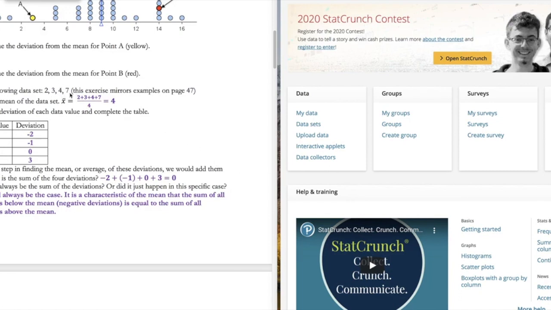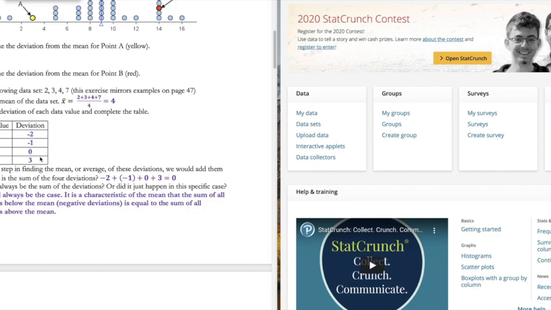I gave you 4 pieces of data here: 2, 3, 4, 7. The mean of that data set is 4. You're calculating each of the deviations from the mean. 2 is 2 units below that mean of 4, so its deviation is -2. I've got the rest of them filled in there.